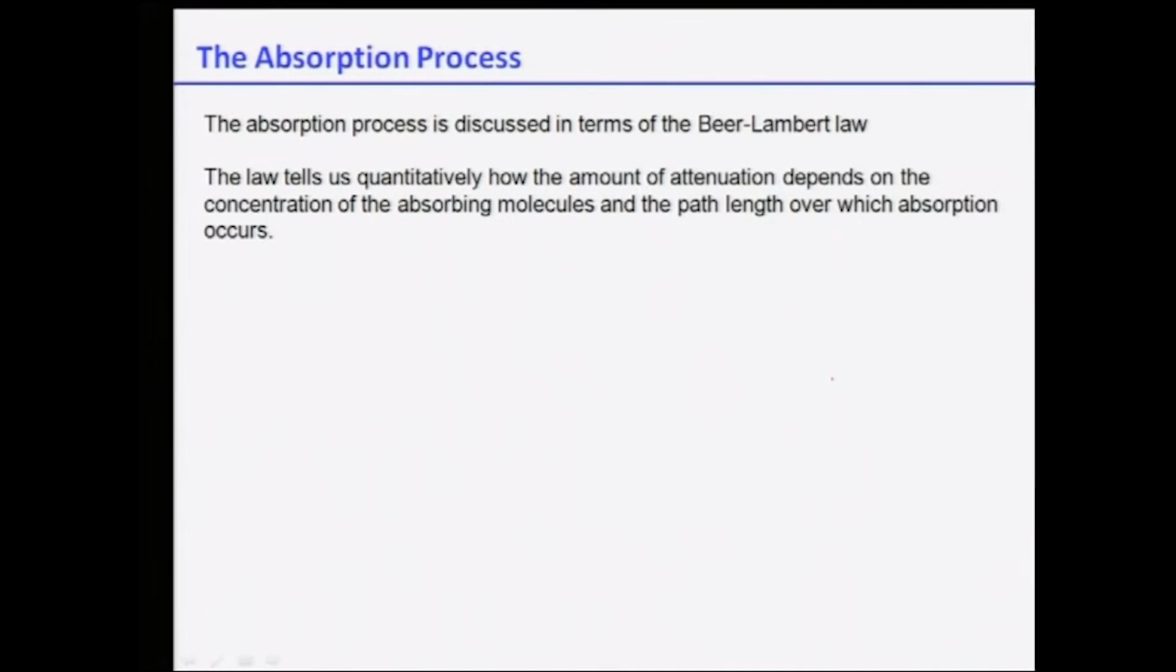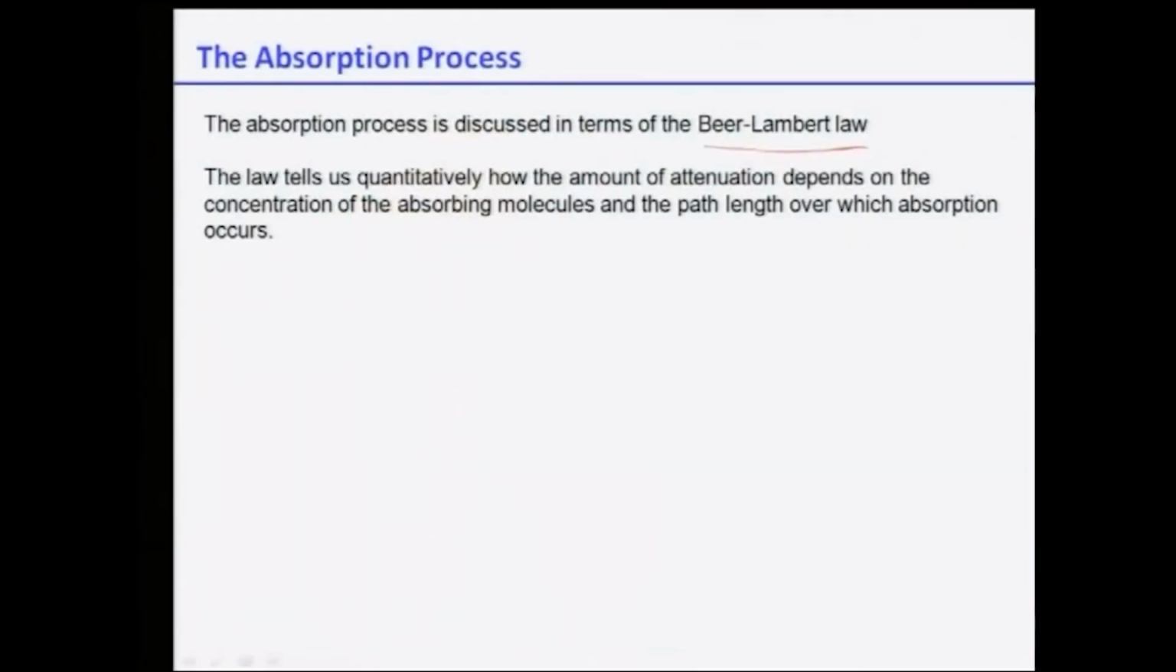We will now discuss the absorption process in more detail. Absorption is a very important part of spectroscopy. I have shown you 3 different types of processes: emission, absorption, and luminescence. The absorption process is always discussed in terms of Beer-Lambert law or Beer's law. Many times people call it Beer's law, many times Beer-Lambert law, but both of these scientists were involved. This law tells us exactly how the attenuation of this energy depends on the concentration of the absorbing molecule and the path length over which the absorption takes place.